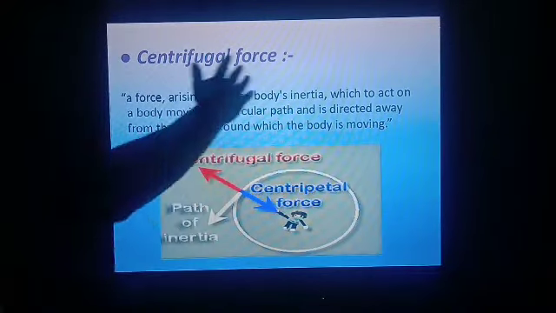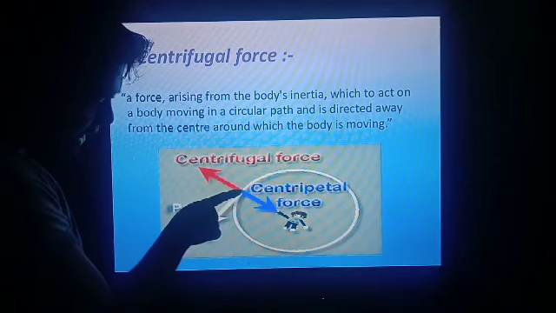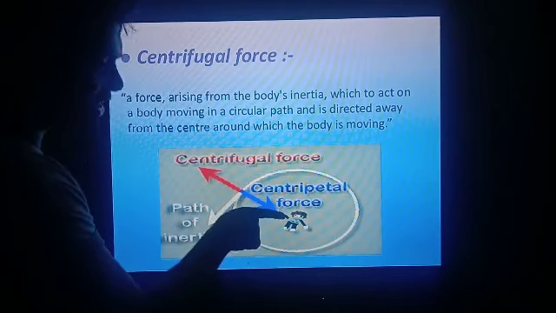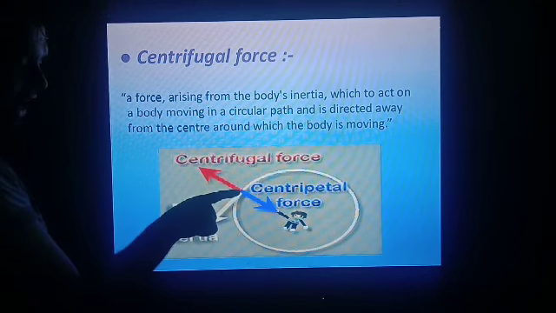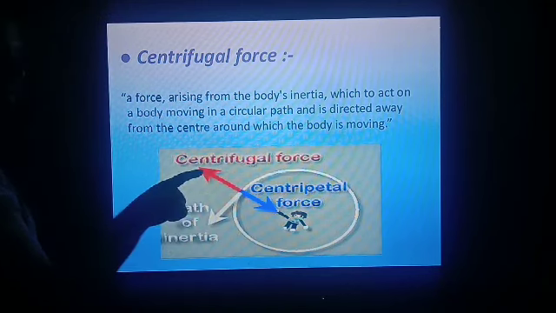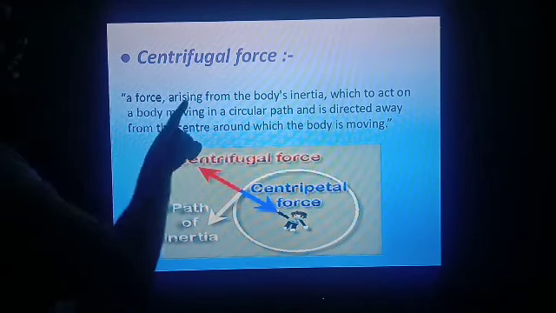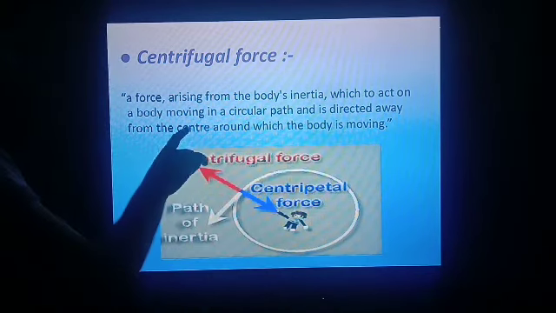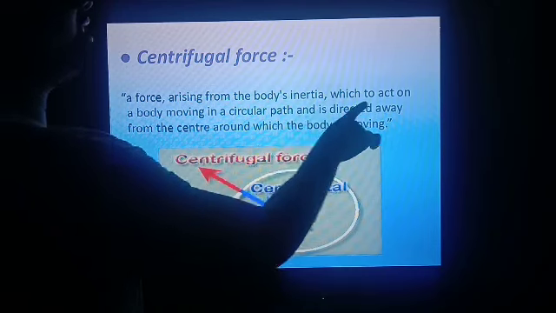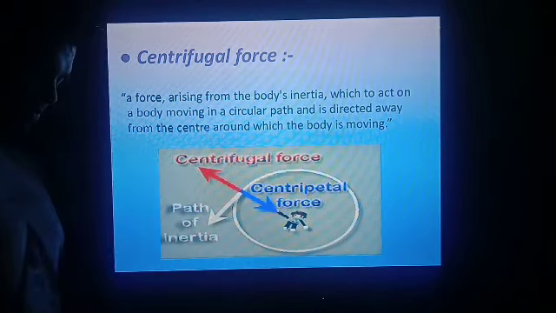Now, centrifugal force. When a body moves in a circular path, a force acts on the body towards the center of the circle, that is called centripetal force. But due to inertia of the body, a force acts on the body away from the center, that is called centrifugal force. So the centrifugal force is a force arising from the body's inertia, which acts on the body moving in a circular path and is directed away from the center around which the body is moving.